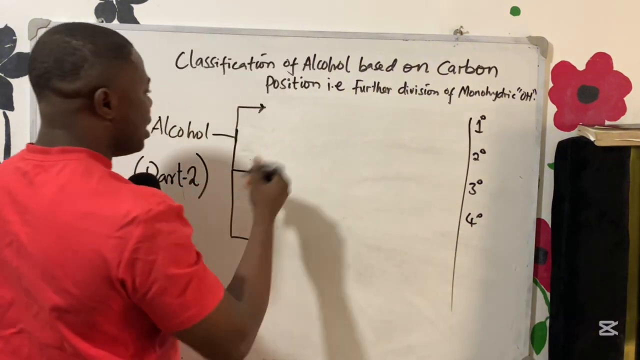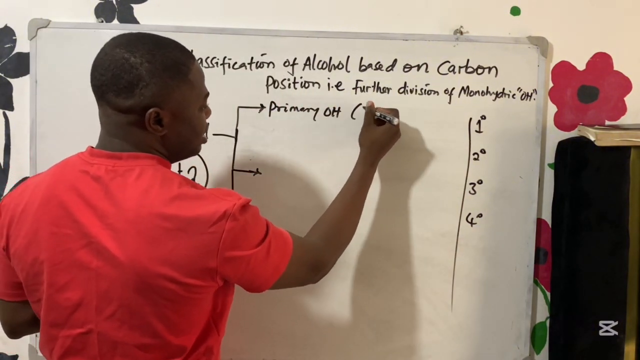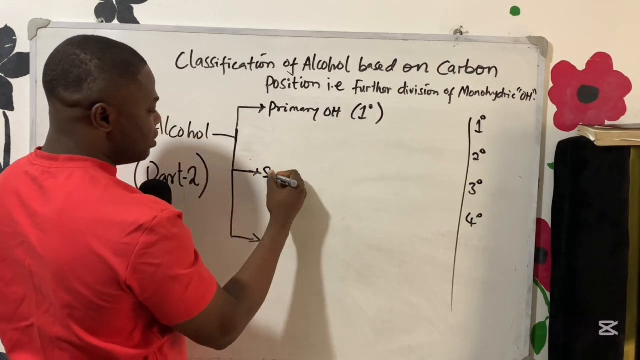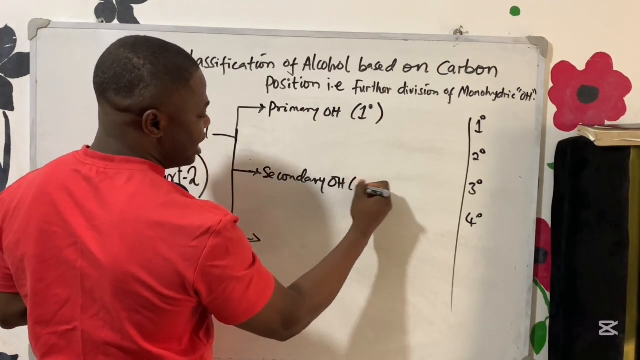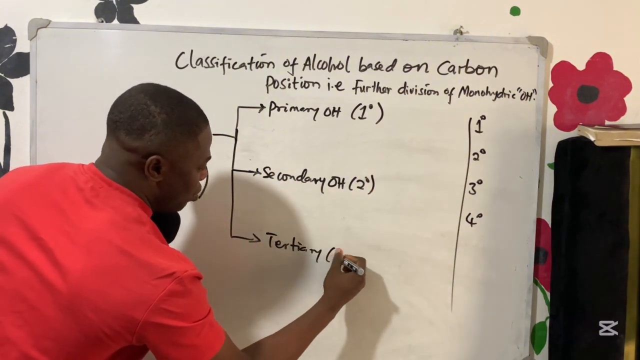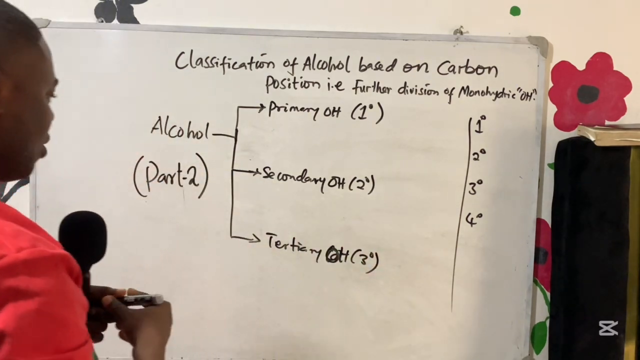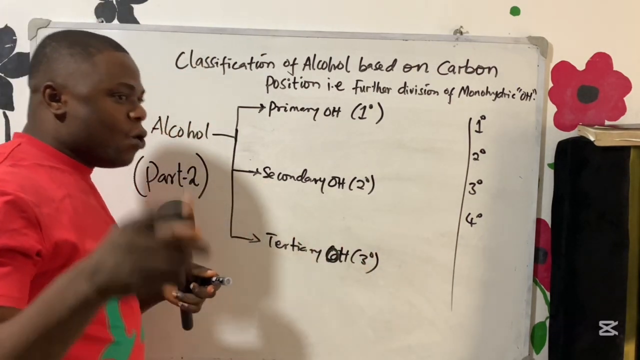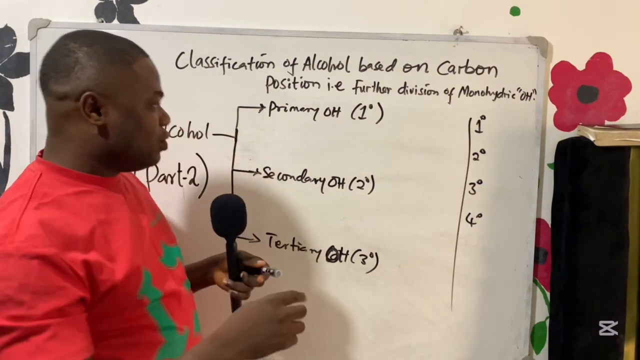But in terms of alcohol, we have primary alcohol, primary OH, designated as 1 degree, and we have secondary OH, designated as 2 degrees, and then we have tertiary OH, designated as 3 degrees, but we don't have quaternary alcohol. A primary alcohol is that alcohol whereby the carbon carrying the OH functional group has 1 carbon atom and 2 hydrogen directly attached to it.